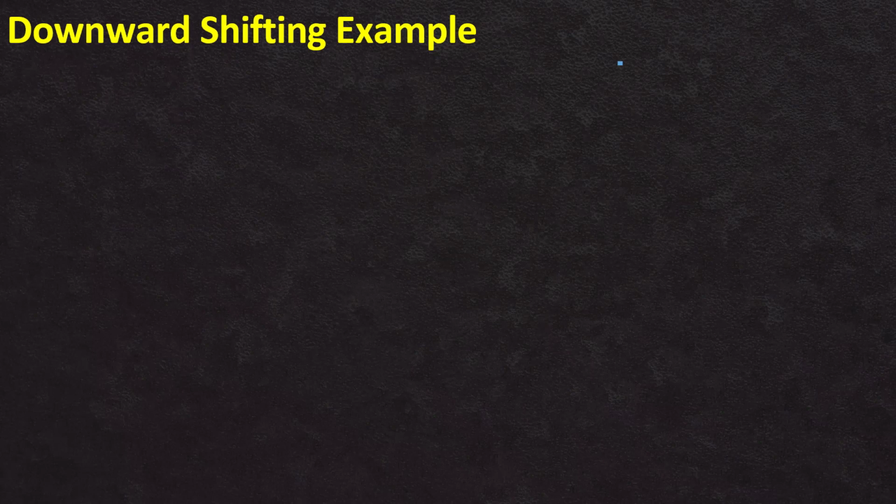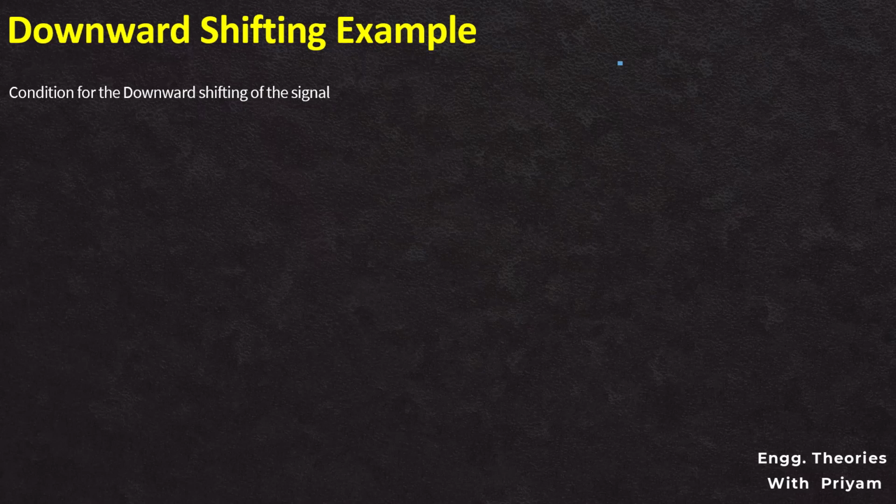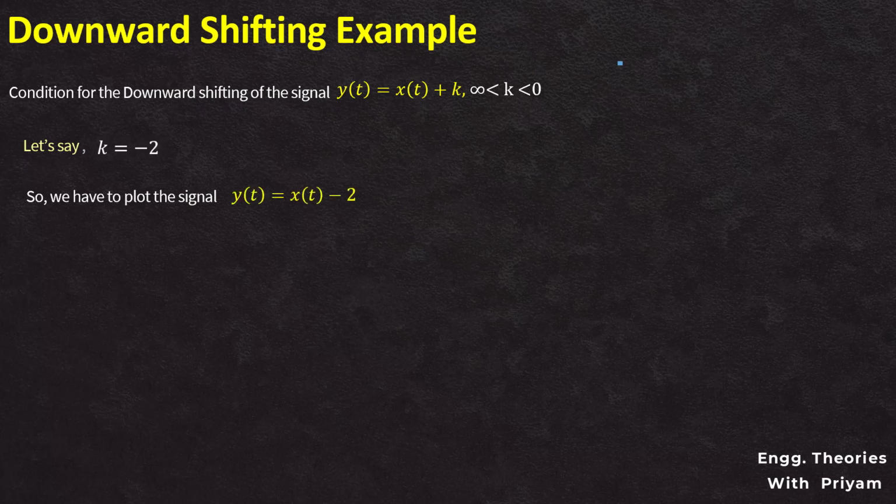Let's see the downward shifting operation of the continuous time signal. The condition for the downward shifting operation of the signal x(t) is y(t) is equal to x(t) plus k, where k lies between minus infinity and 0. Let's take an example and understand the downward shifting operation of the continuous time signal. Let's say k is equal to minus 2. So we have to plot the signal y(t) is equal to x(t) minus 2.